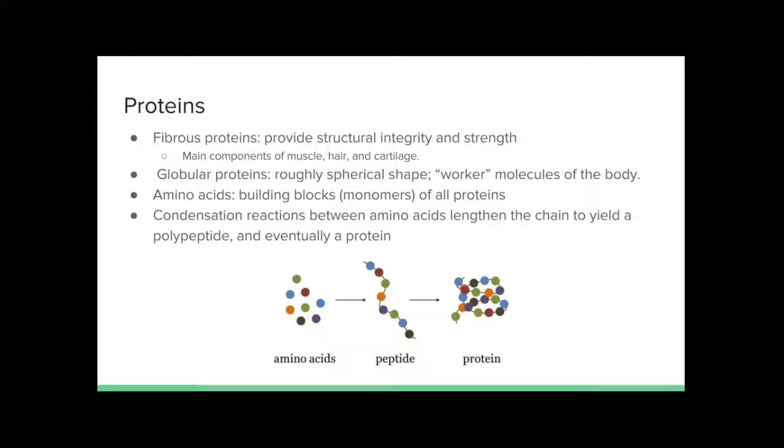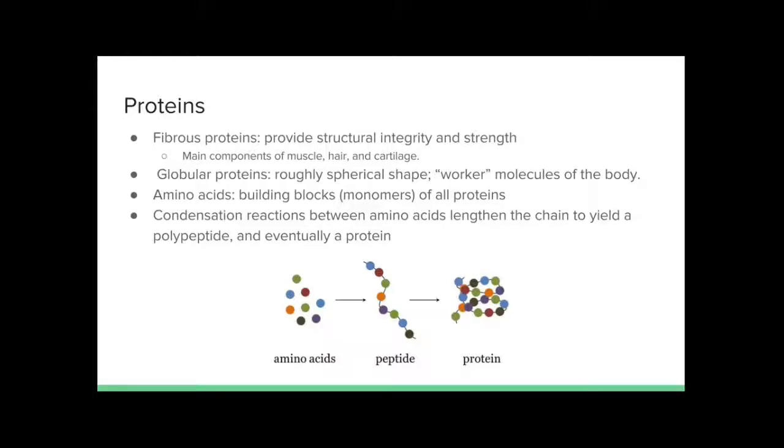There are two different types of proteins, fibrous proteins and globular proteins. Fibrous proteins provide structural integrity and strength and are the main components of muscle, hair, and cartilage. Globular proteins are roughly spherical in shape and are the worker molecules of the body.